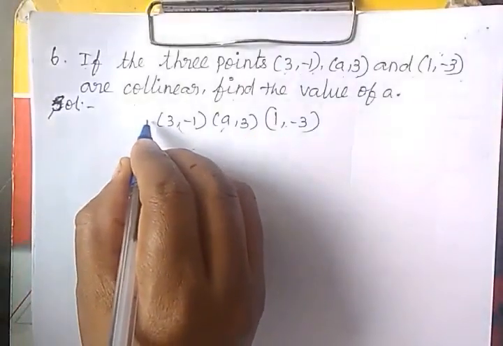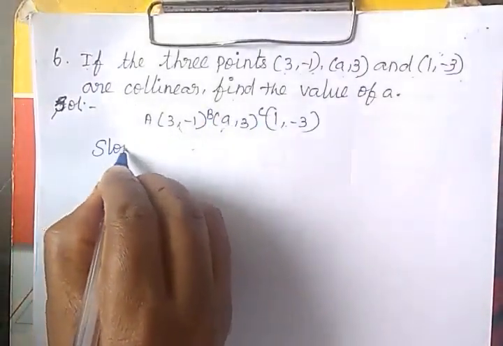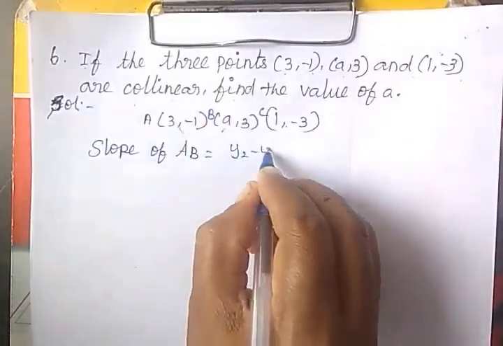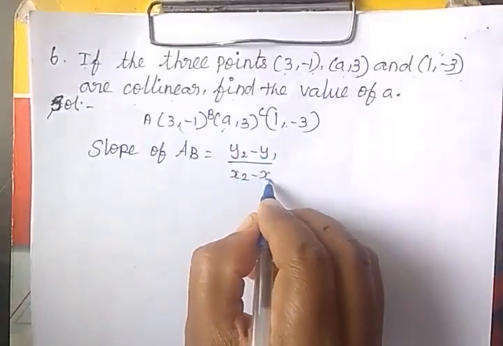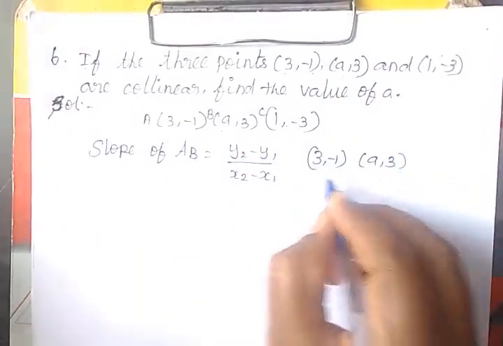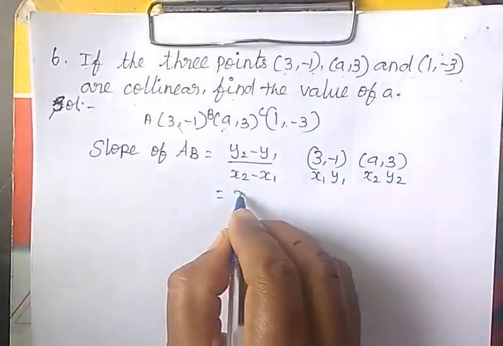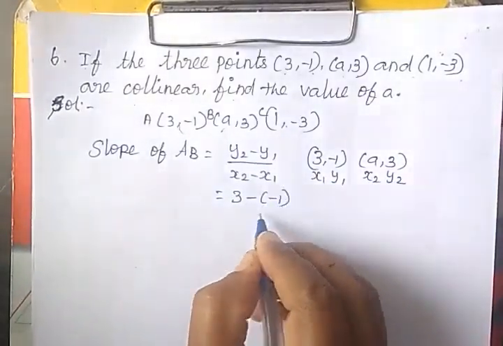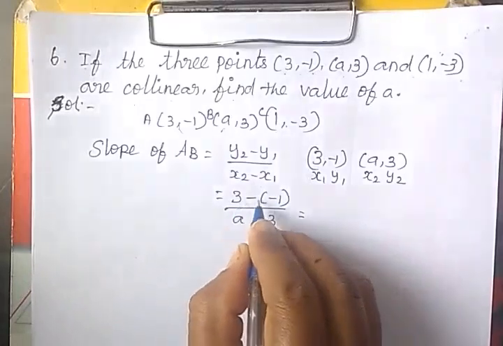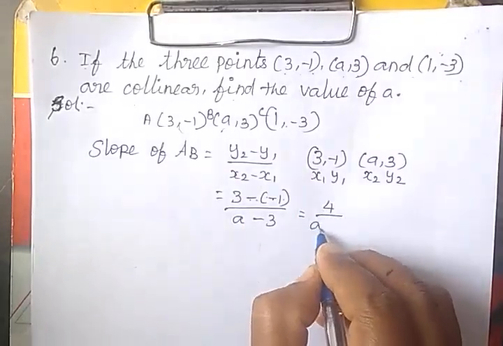I will call them A, B, C. So slope of AB is equal to (y2 minus y1) by (x2 minus x1). Here (3,-1) and (a,3) are (x1, y1) and (x2, y2). Here y2 is 3, y1 is -1, x2 is a, x1 is 3. So 3 minus of minus 1 is minus into minus plus, so 3 plus 1 is 4 by a minus 3.